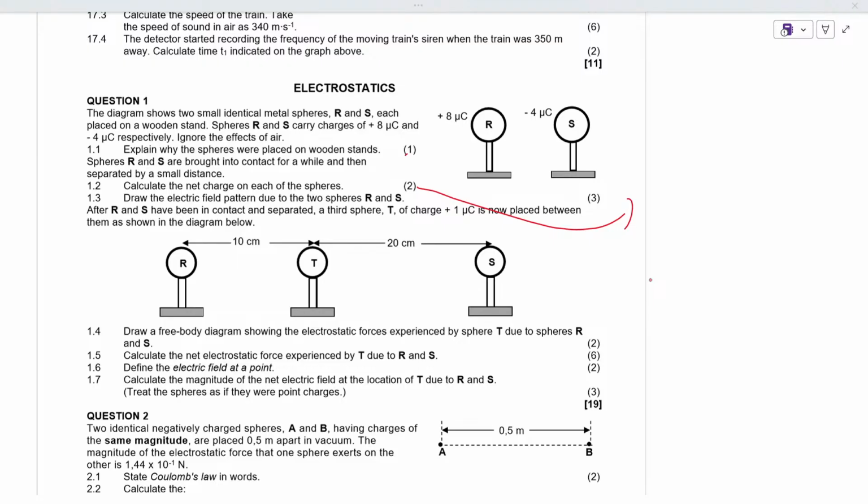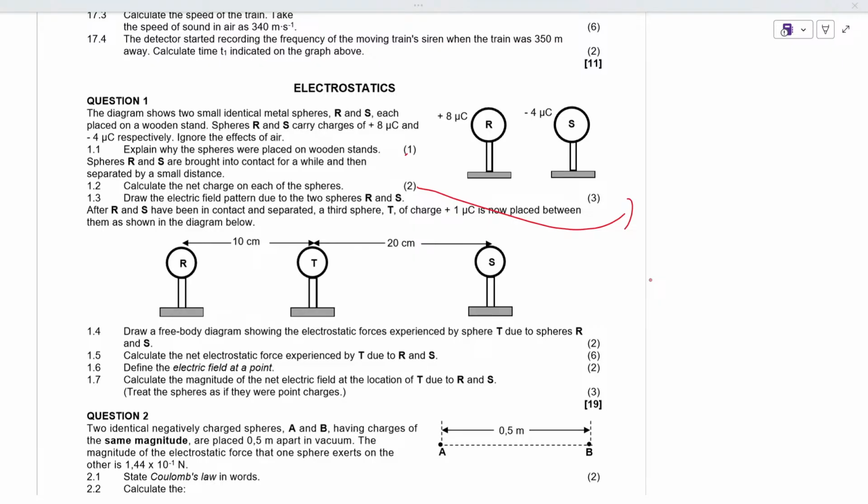In the meantime, let me try getting the formula sheet. Okay, which formula do we use? Yeah, I don't know. I really don't know a lot about electrostatics.